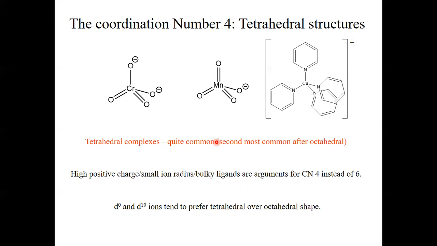So the most common shape associated with the coordination number 4 is the tetrahedral shape. So when is the tetrahedral shape generally preferred over the octahedral shape? This is typically the case when we have smaller and highly charged cations. There are actually two examples here, the chromate and the permanganate.